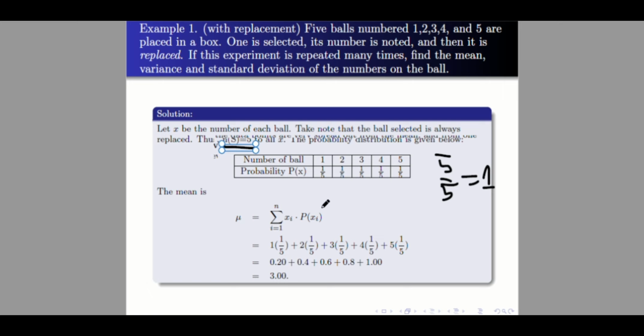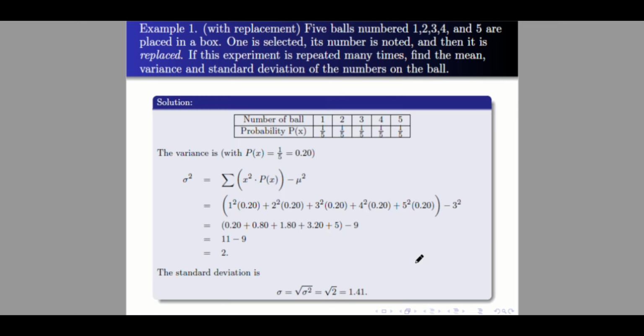Now, the mean is this. This is the formula. Actually, if you have the table, it's easy. You just take the product of each of these columns. So here, we have 1 times 1/5, 2 times 1/5, 3 times 1/5, 4 times 1/5, 5 times 1/5, and then you sum them up. Using your calculator, you will get 3. So the mean is 3.